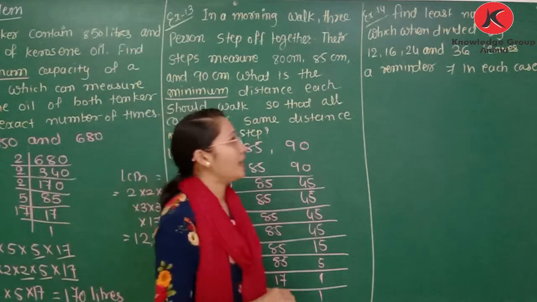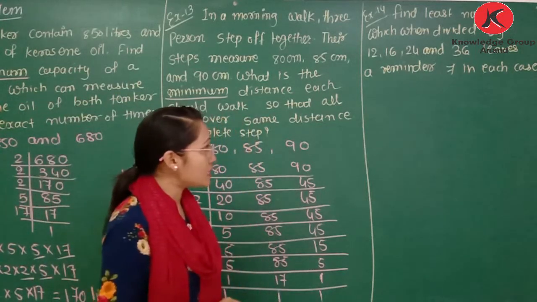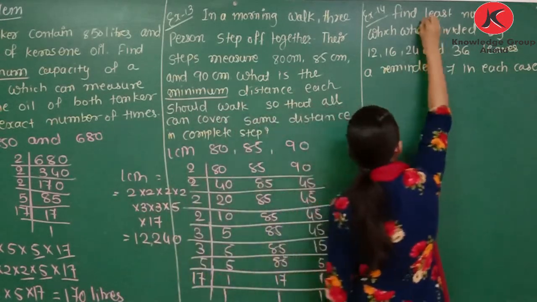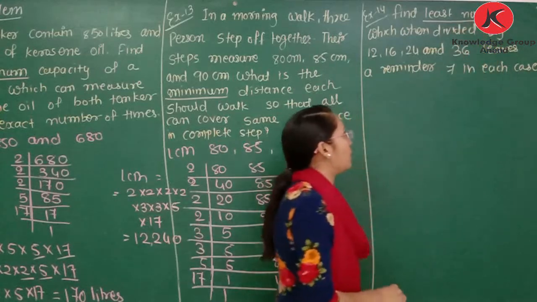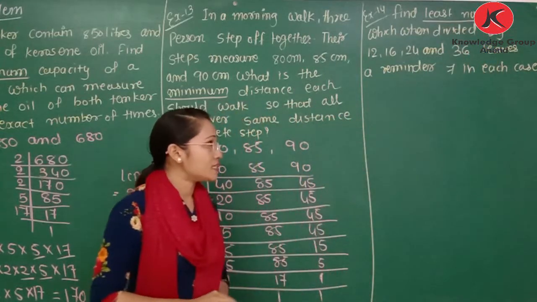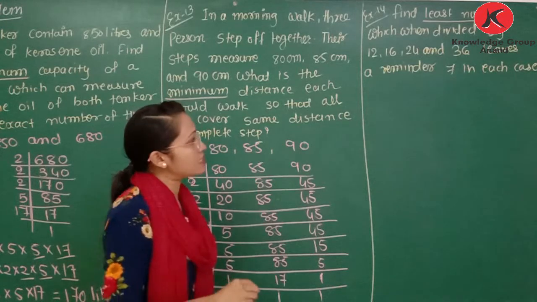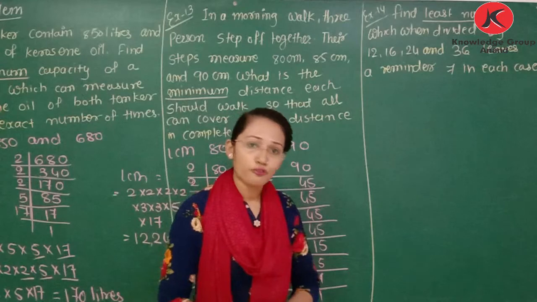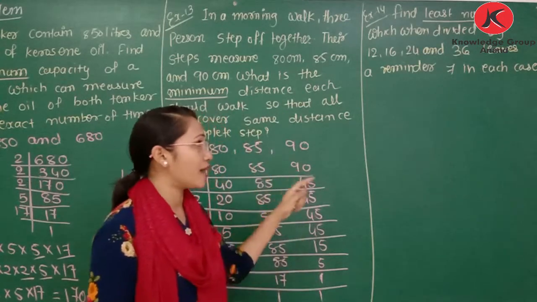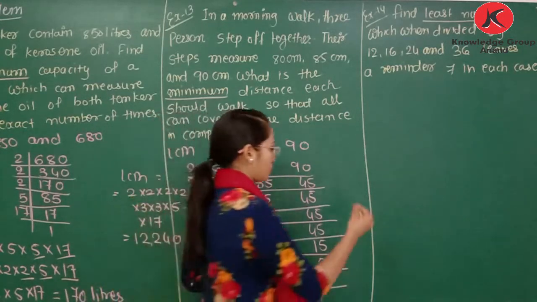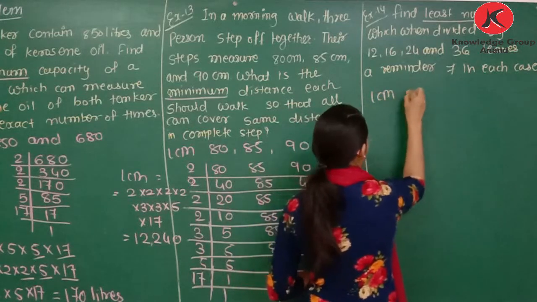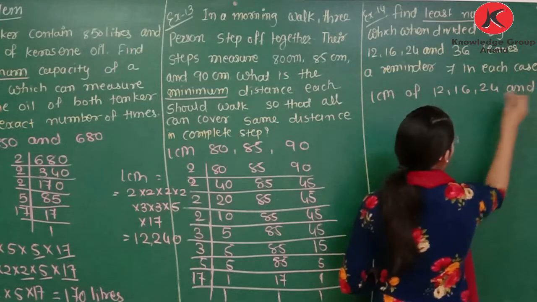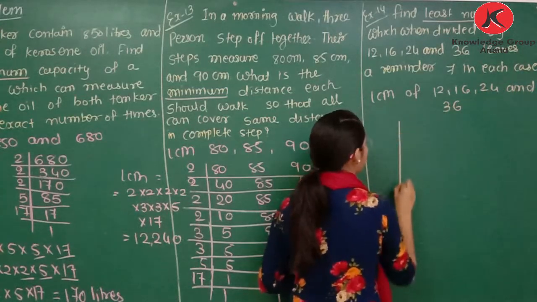Now next, example 14. Find the least number which when divided by 12, 16, 24 and 36 leaves a remainder 7 in each case. You can see here the words least number, that means LCM. So first of all we need to find the LCM of 12, 16, 24 and 36.